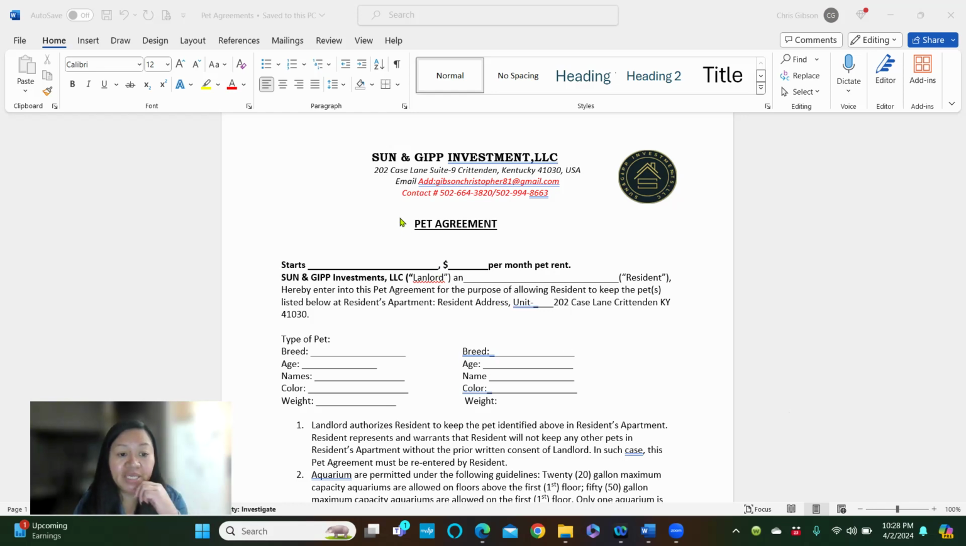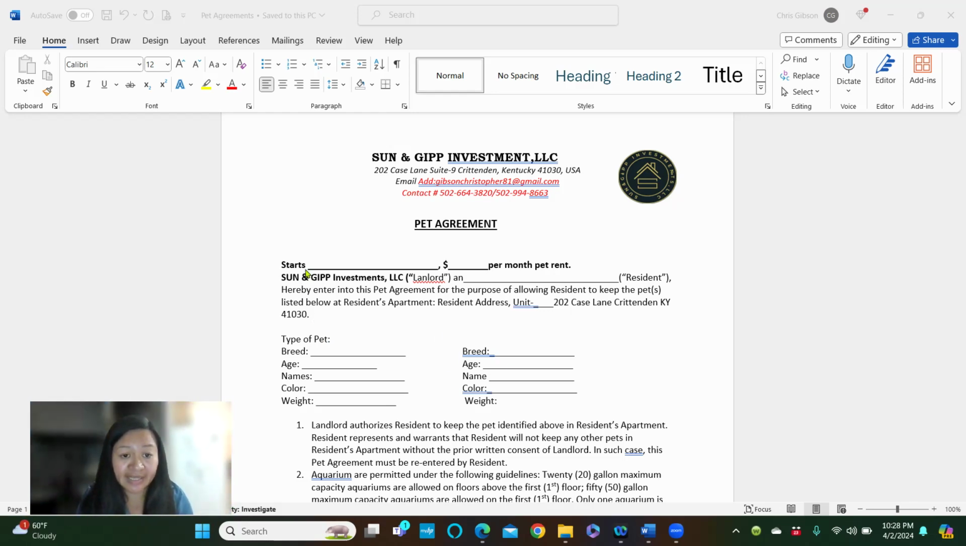Here's the heading. This is my format. In all my forms I always have a heading like this, with my business name, address, and also my logo. I just want to tell you guys that in my rental property we only allow two pets in one unit. We don't accept more than two pets in our property. Here's the format of the pet agreement that I use.